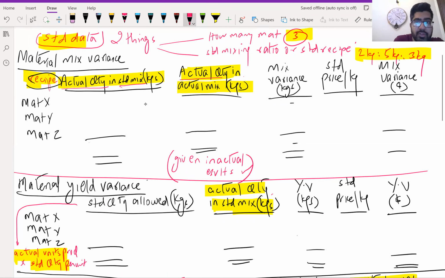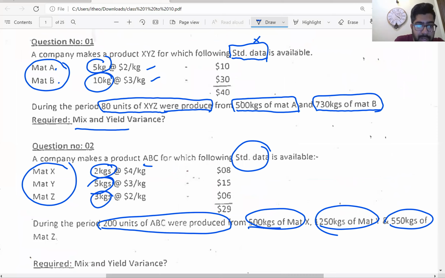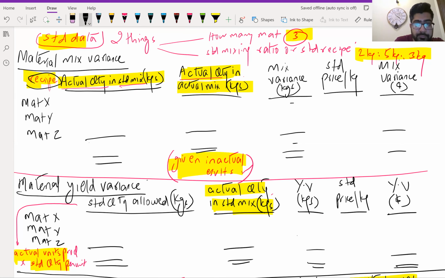Let's start with actual quantity, actual mix. The second column would always be given in the actual results. So go to the actual results, not the standard results. 200 units produced, 500 kgs X, 1250 kgs Y, 550 kgs Z. Total 2300. Copy the same 2300 here, because here it's also the actual quantity. Copy the same, but in standard mix. The standard mix is 2, 5, 3, and the sum is 10.